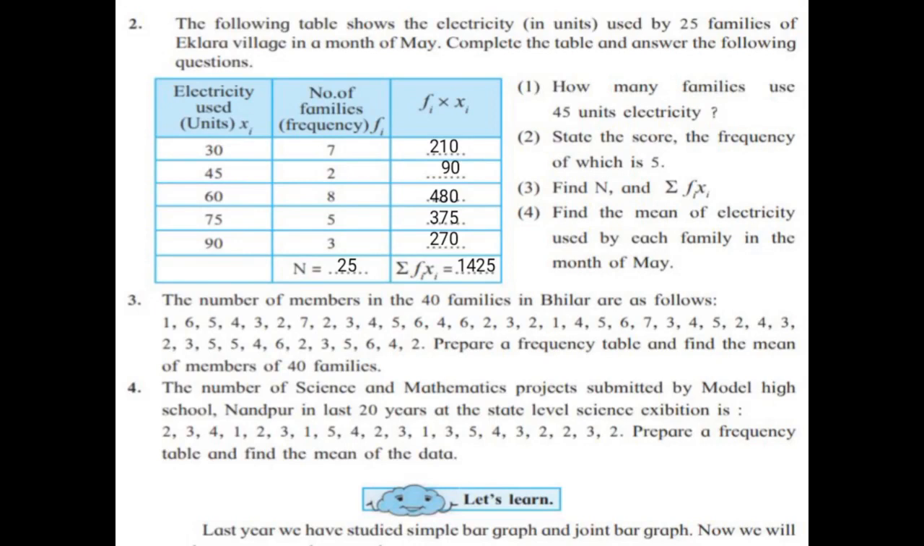The number of science and mathematics projects submitted by Model High School, Nagpur in the last 20 years at the state level science exhibition. Prepare a frequency table and find the mean of the data. Altogether there are 20 numbers. The number of science and mathematics projects are from 1 to 5.